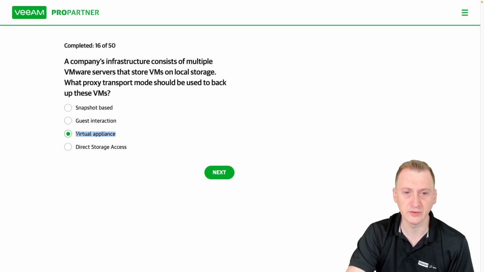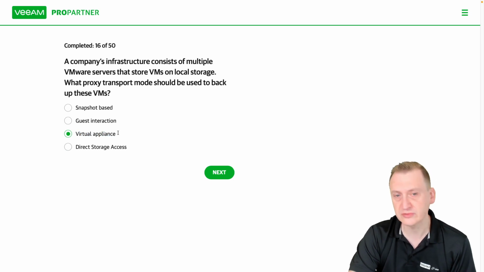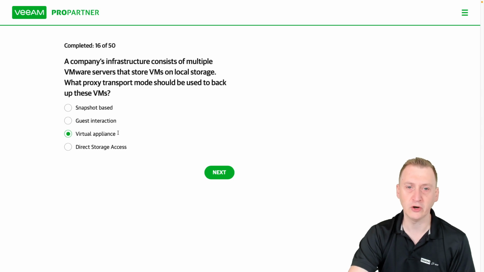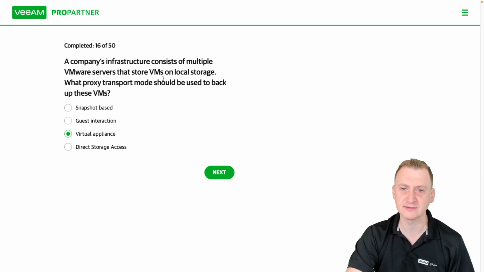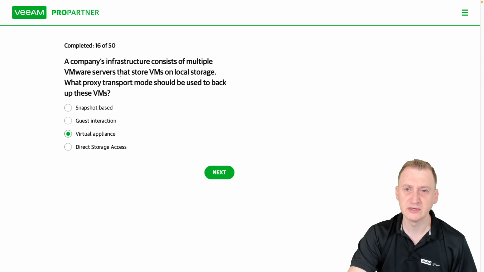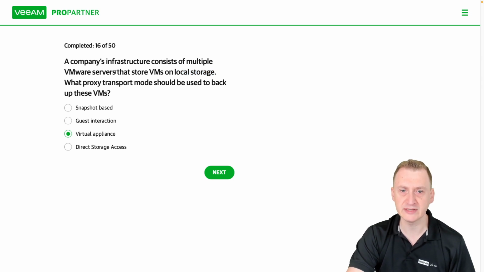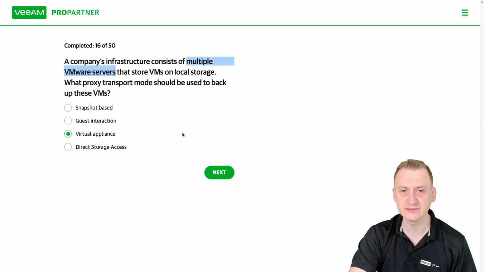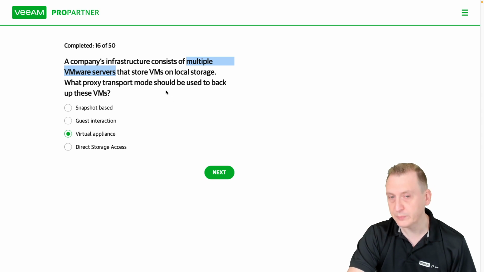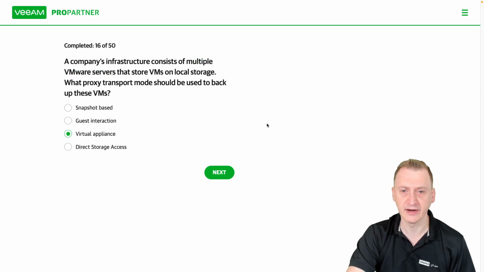So I'm going to go with virtual appliance mode, which sometimes is also called hot add mode, right? This is where we have a virtual machine, which can then be used as the proxy to mount up the disks from local storage. I would then need to have one of these on every single VMware server, but it would be entirely viable to do that.